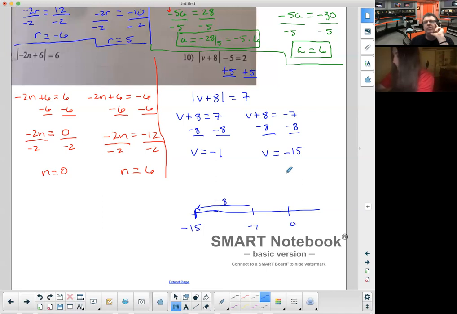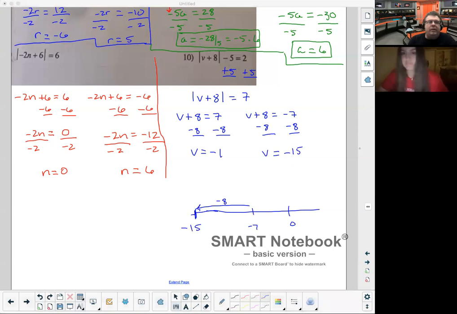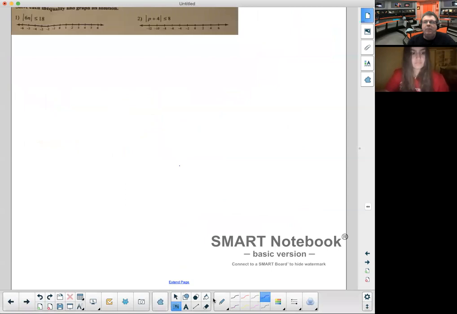Are you good? I'm good. Okay. All right. So the next sheet I have is the number line, the inequalities. Is that what you want to do? Yes. Okay. Graph the solutions. We get to graph. Yay.